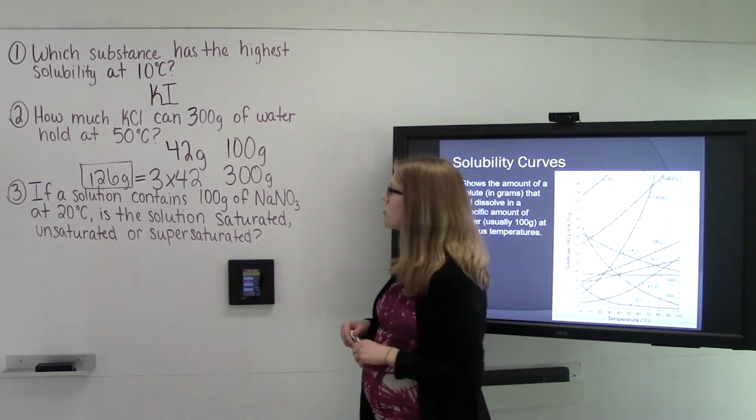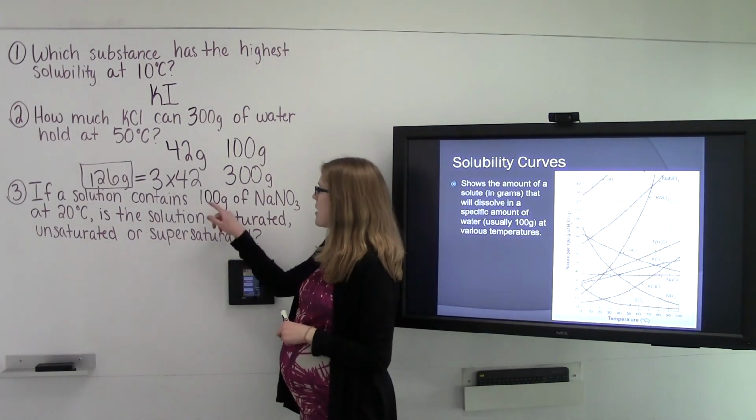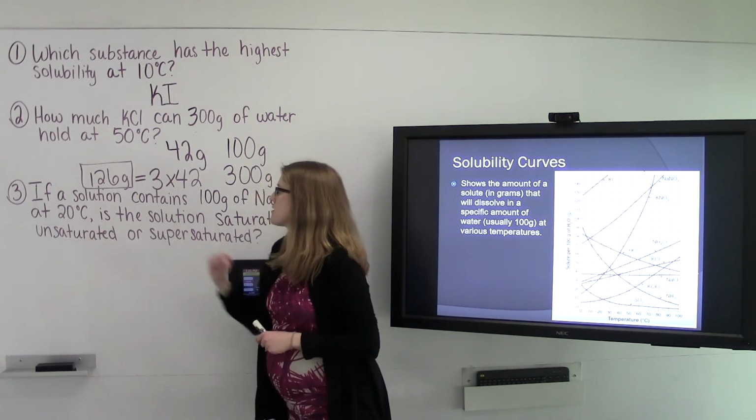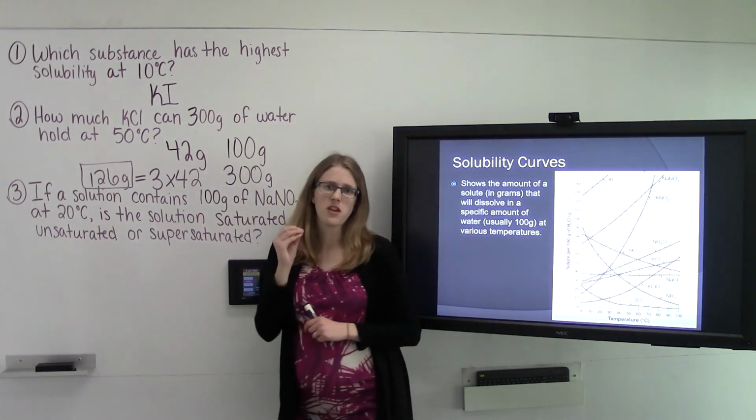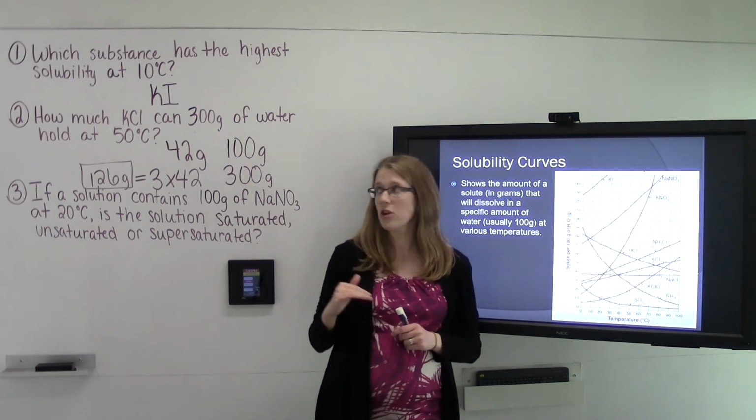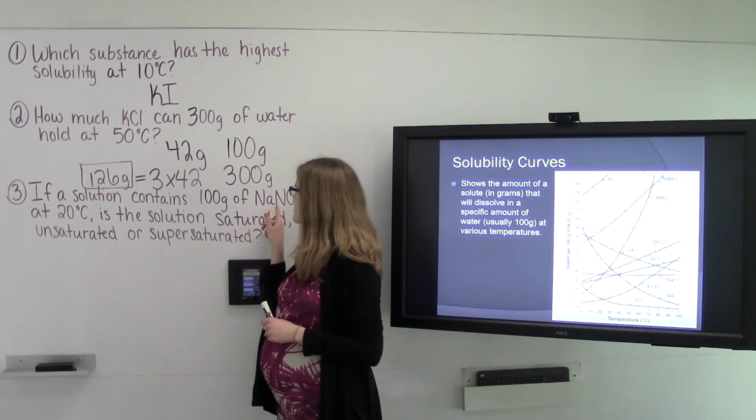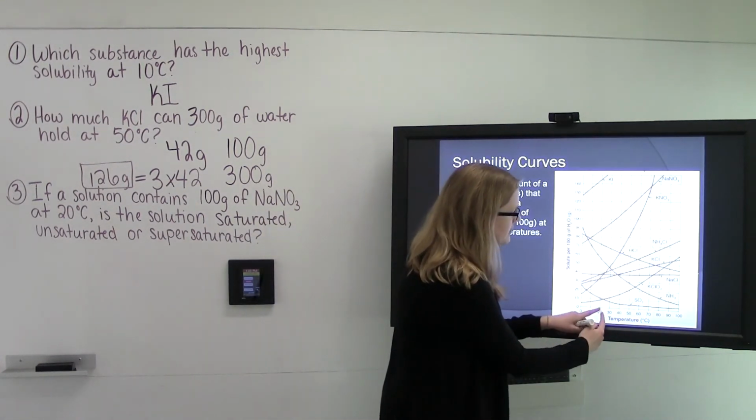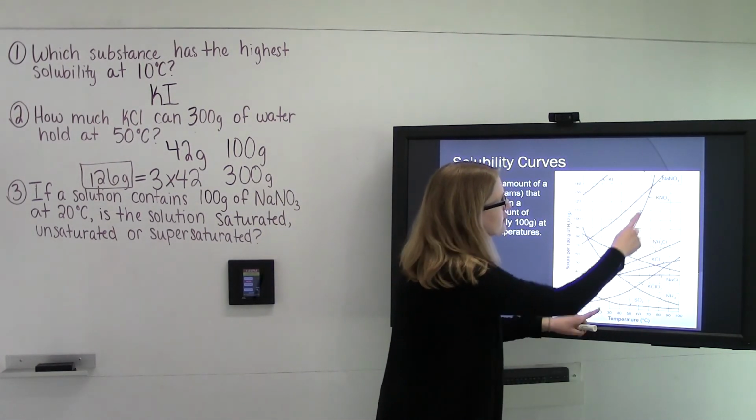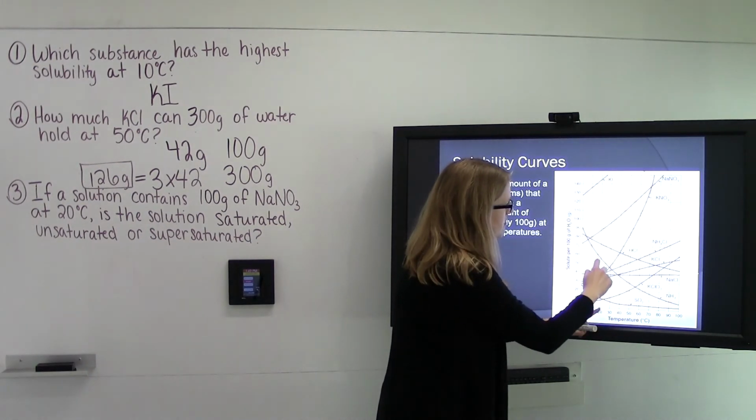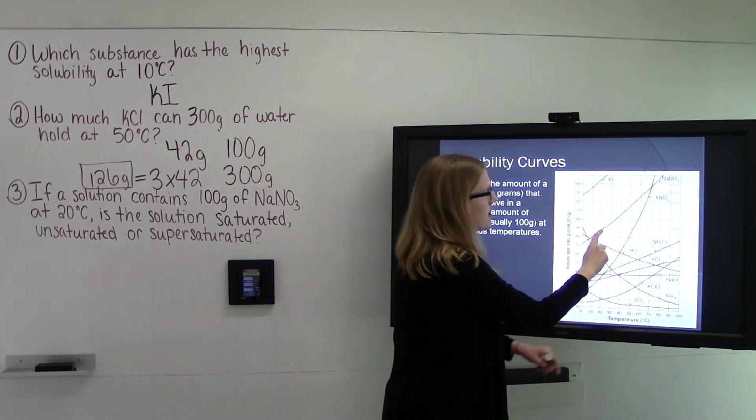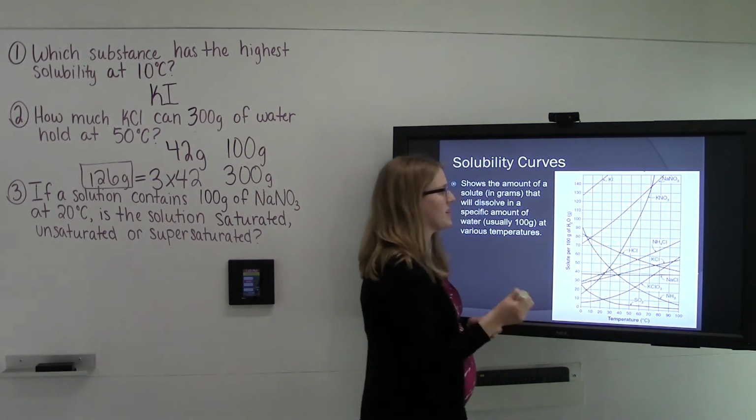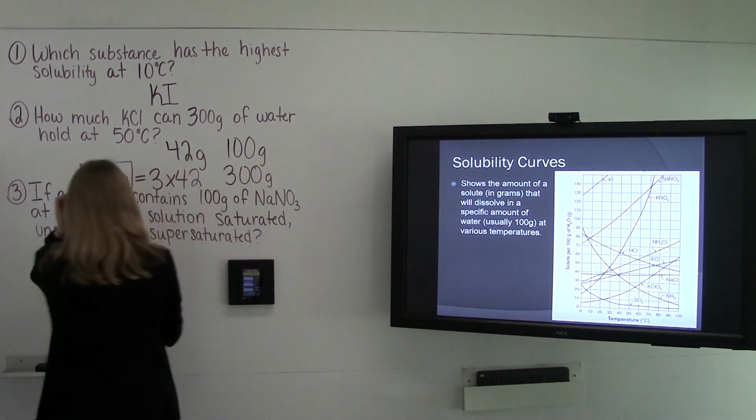Okay, so let's look at this question again. If a solution contains 100 grams of sodium nitrate at 20 degrees Celsius, okay? We're looking to see if it's going to be on the line, above the line, or below the line, okay? 100 grams of sodium nitrate at 20 degrees Celsius. So let's go to 20. Let's find sodium nitrate. It's all the way up here. Okay, so that's going to be right there. Okay, I think I have that right. Yep. So we're looking at 88 grams is the saturation.